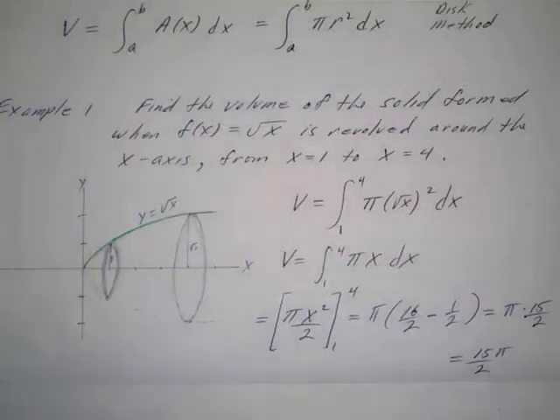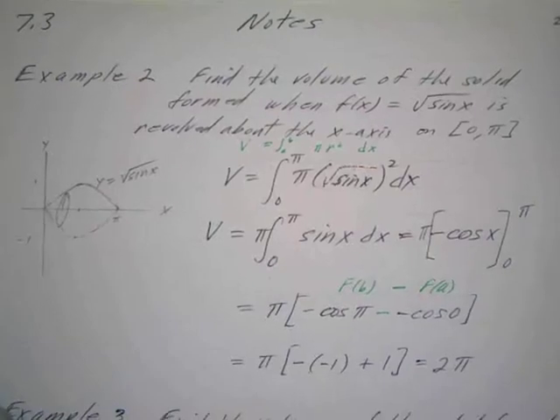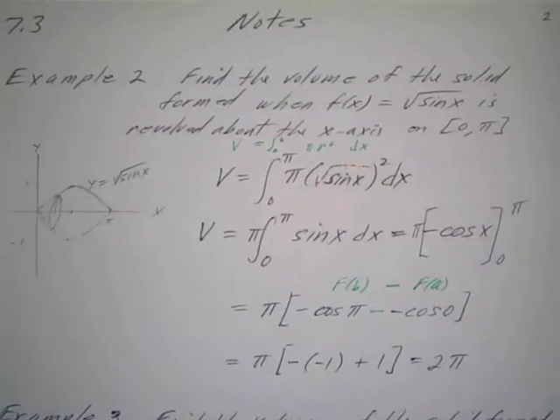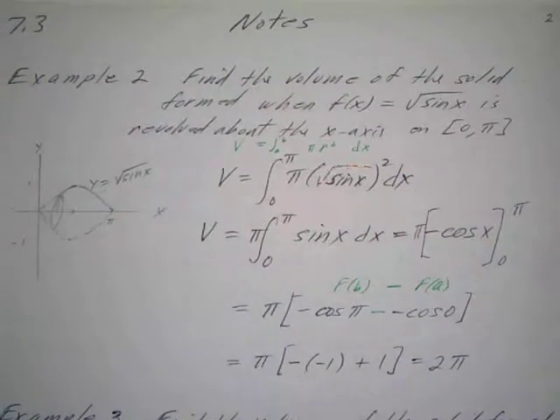Let's take a look at another example. Example 2. Got lots of examples on this section. Okay, find the volume of the solid formed when the function or the curve f of x equals the square root of the sine of x is revolved about the x-axis on the interval from 0 to pi.